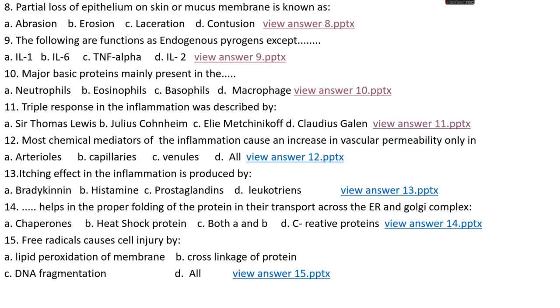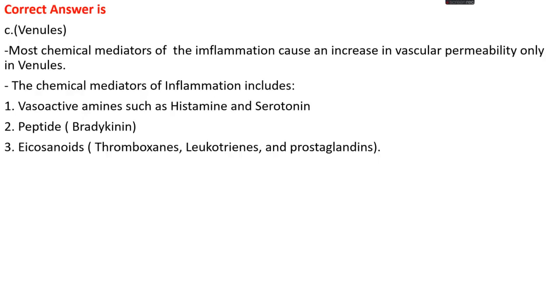Question number 12. Most chemical mediators of inflammation cause an increase in vascular permeability only in: option A, arterioles; option B, capillaries; option C, venules; option D, all. The right answer is option C, that is venules. Most chemical mediators of inflammation cause an increase in vascular permeability only in venules.